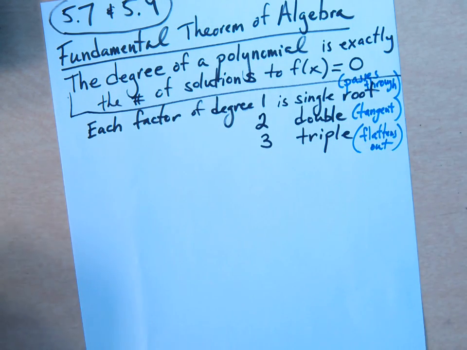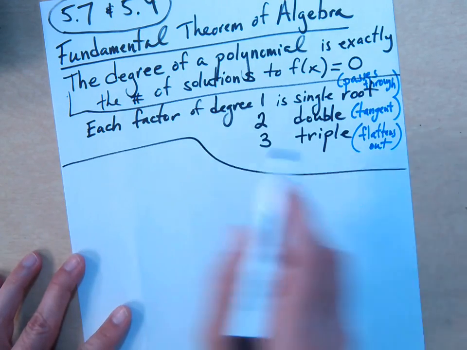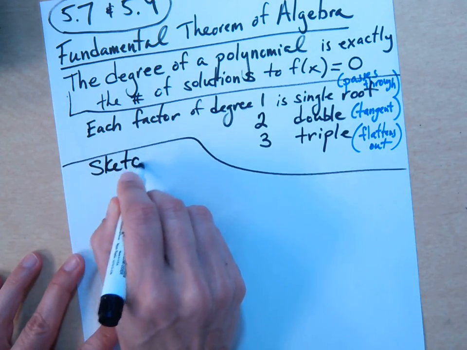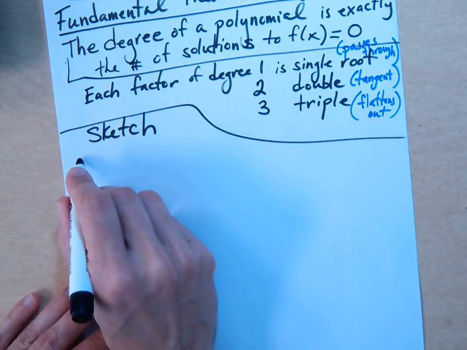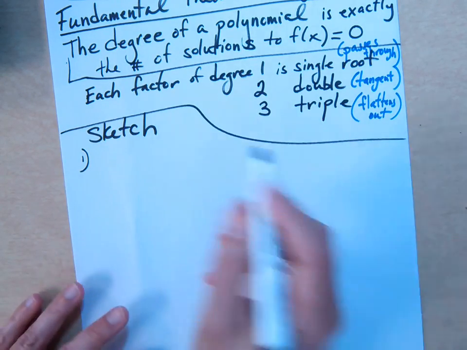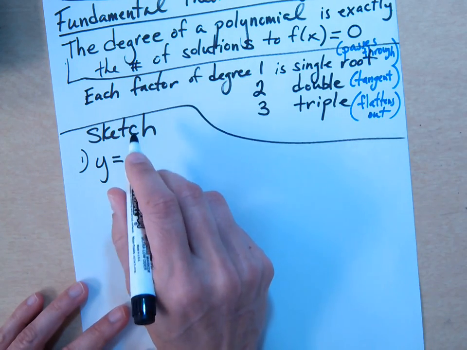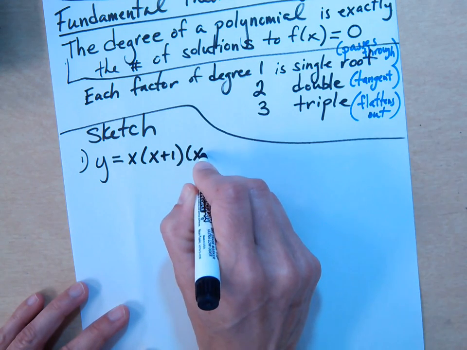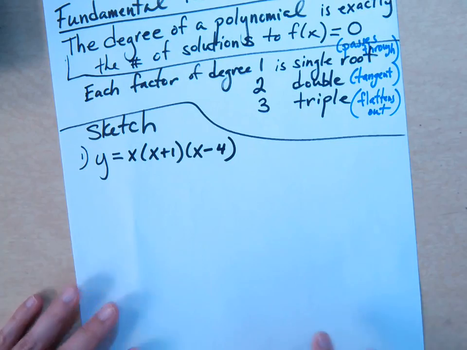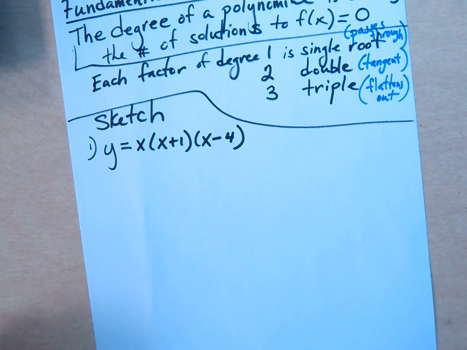Alright, we're going to do at least 4 examples of this. So the directions we'll say, and we'll practice in just a second: sketch. And this is without typing it in on your calculator. I want to know the shape. Okay, so here we go. Now, in order to do this, they have to be factored already, and you'll be given them in factored form. So let's say I have y equals x times x plus 1 times x minus 4. That's the problem. I just want to sketch it. You can do this without your graphing calculator. You can know the shape.